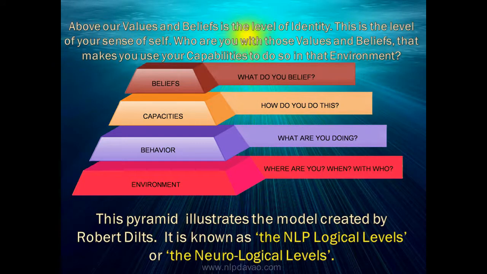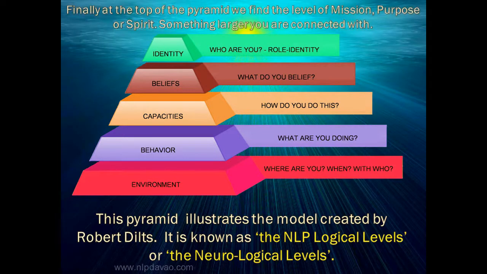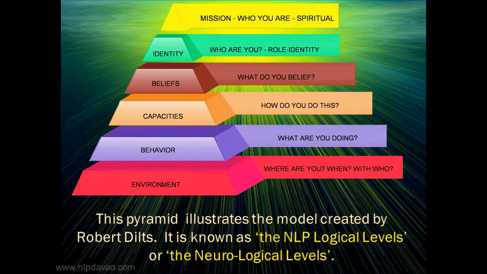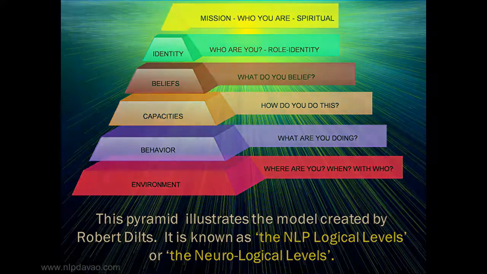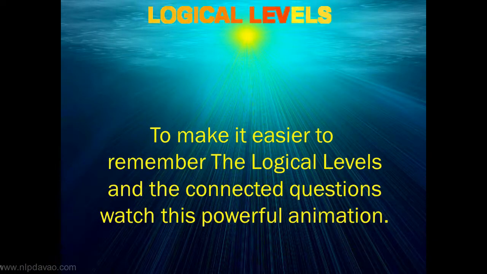Above our values and beliefs is the level of identity. This is the level of your sense of self. Who are you, with those values and beliefs, that makes you use your capabilities to do so in that environment? Finally, at the top of the pyramid, we find the level of mission, purpose, or spirit. Something larger, you are connected with. To make it easier to remember the logical levels and the connected questions, watch this powerful animation.